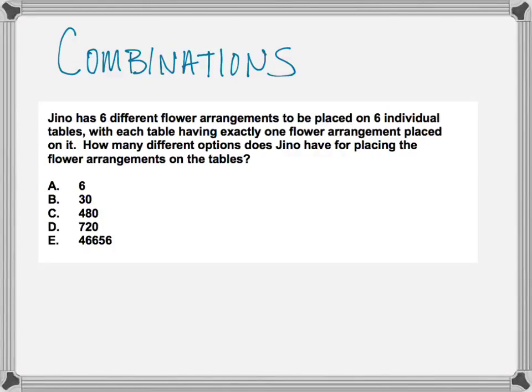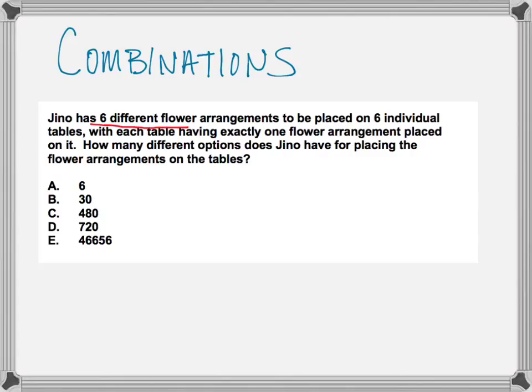All right, so combinations. We want to know how many different options Gino has for placing the flower arrangements on the tables. Remember that with math questions, the last line will always be what they're actually asking you to solve for. So I usually start there so I know what I'm solving for, and then I can go in and pull out what I need, right? So we want to know how many options Gino has for placing the flower arrangements on the tables.